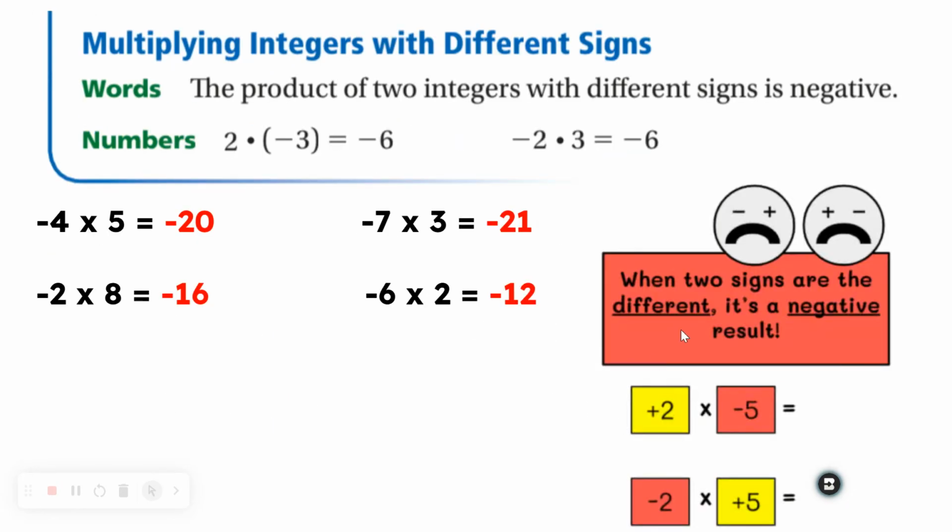Also on the poster that's up on the board, we have this part as well. When two signs are different, it's a negative result. So we have a positive, a negative, we'd have a negative. A negative, a positive, we'd have a negative. So if the signs are different, our answer is negative. If the signs are the same, our answer is positive. And use this poster up on the board to help remind you.